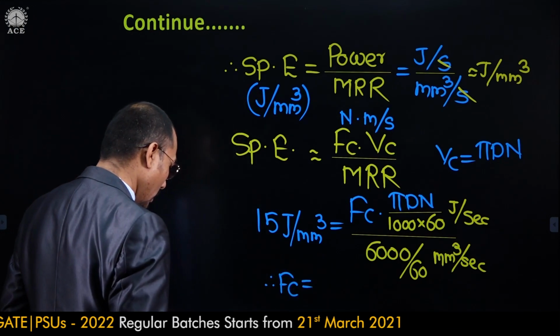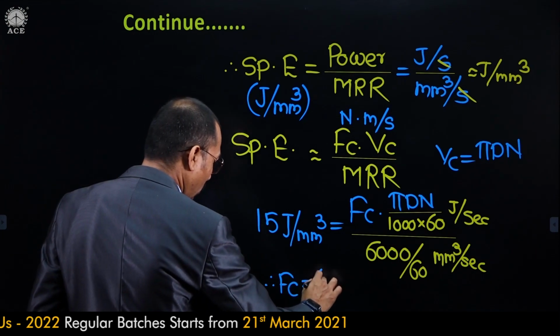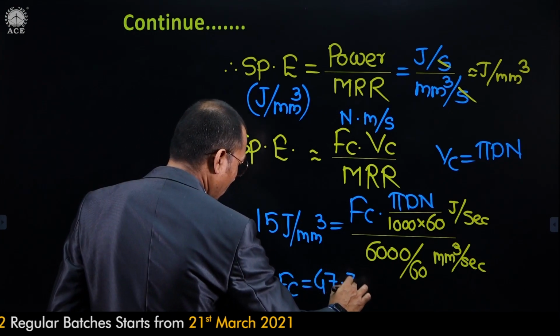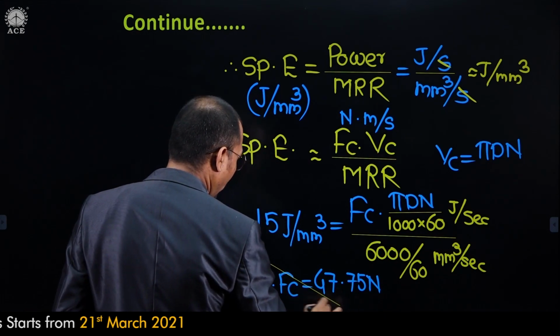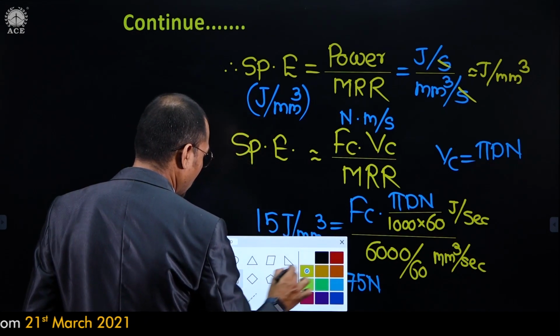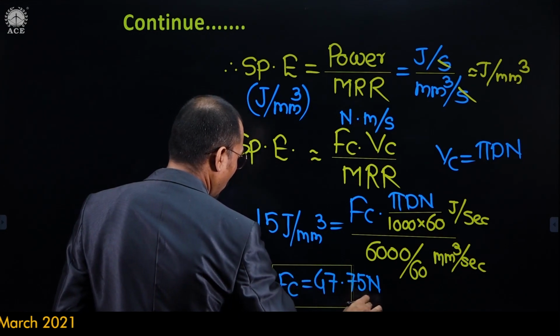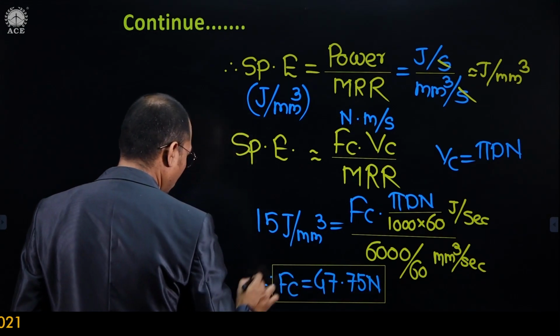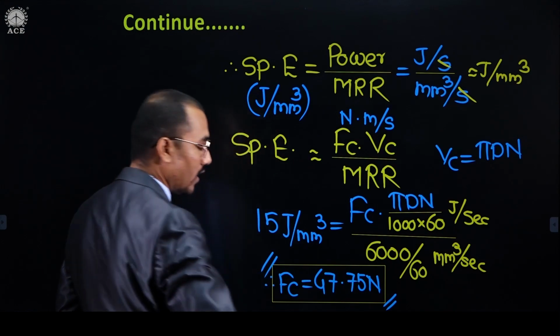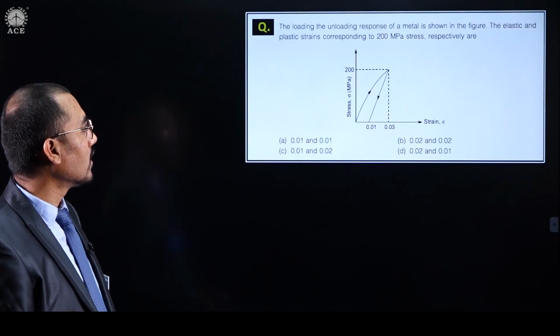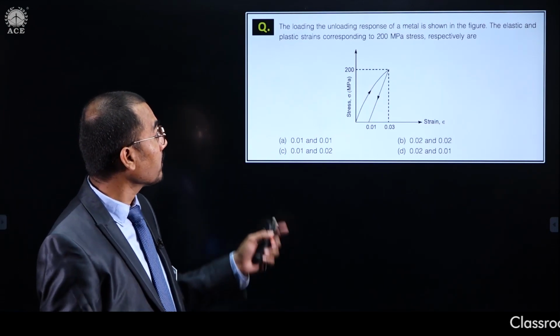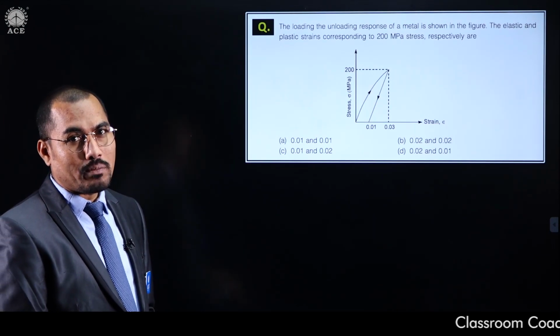The only unknown value is Fc, so I will say that Fc, the cutting force, is exactly equal to 47.75 Newton. So, this is exactly the answer, 47.75 Newton, and this is what the question is asking. One more question is there, right? Fine. And this might be asked anywhere.